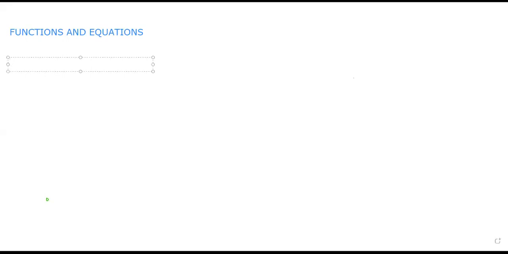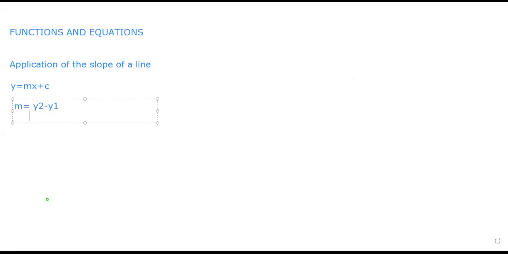So let's move on to the application of the slope of a line. That's what we are going to consider next. I told you that the linear function is equal to mx plus c, and the slope of a line, which is the m, is equal to y2 minus y1 over x2 minus x1.